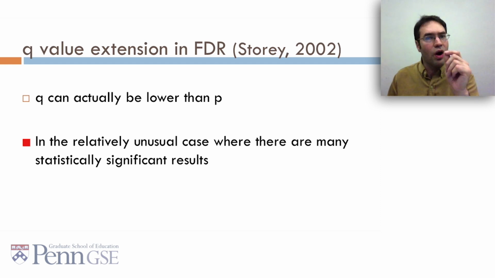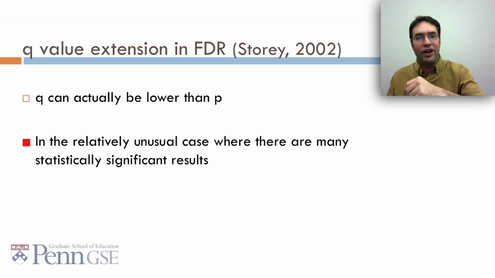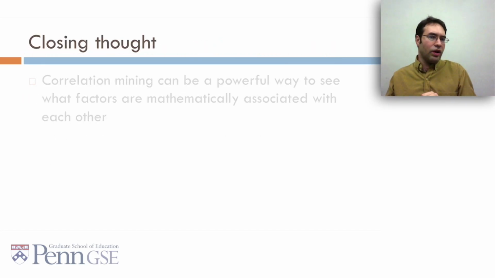Incidentally, for those of you who are R lovers out there, the only package that really can do Storey's adjustment right now is in R. So if you've been spending the whole class going, why are they using RapidMiner? We should be using R. I love R. Well, here's your chance. This is in R.